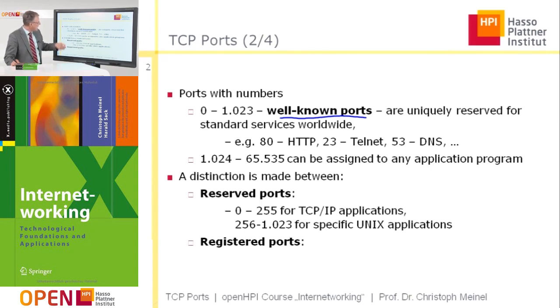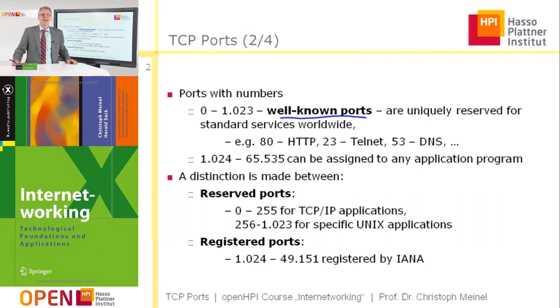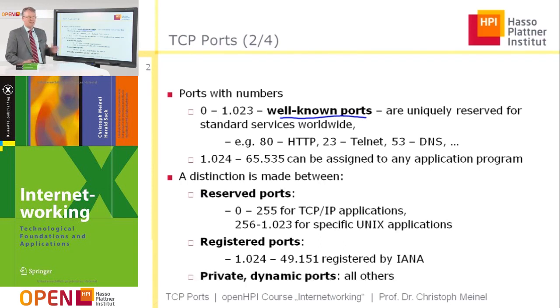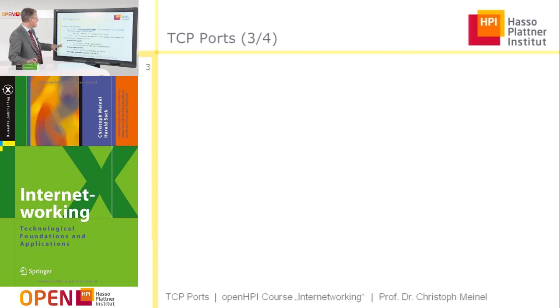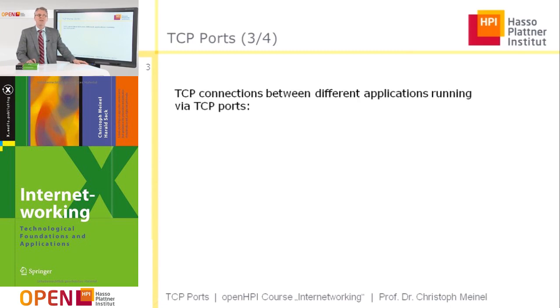In the range starting with 1024, we have a region of so-called registered ports. The registered ports are ports in the region with numbers between 1024 and 49,151. And these registered ports are registered by IANA. You remember, IANA was the organization that's responsible for the top-level domains and the addresses. The remaining ports are called private or dynamic ports, and they can be assigned by people that develop applications.